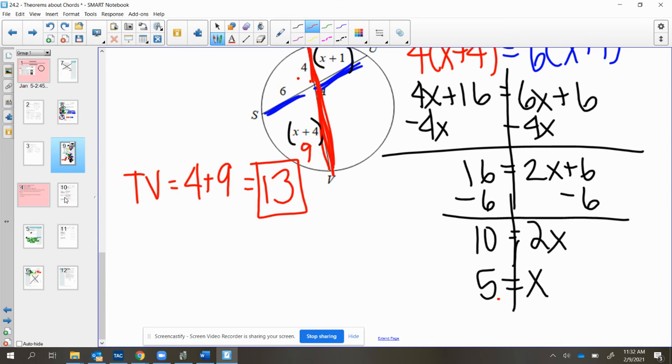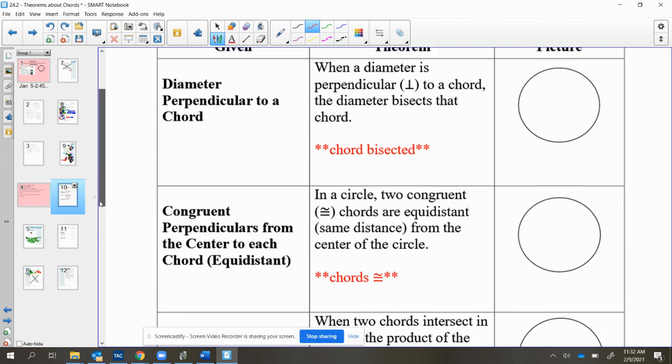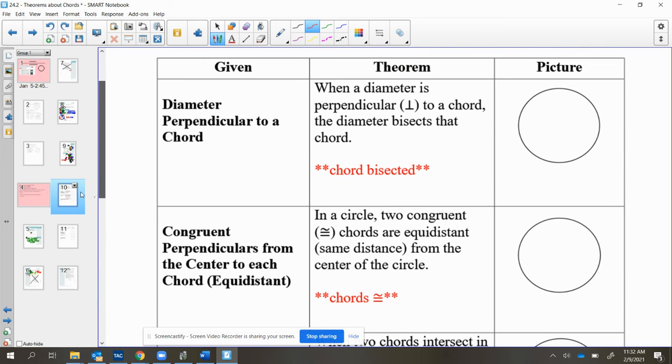So to finish up today, okay, we have, again, 4 different chords, and this is, again, on the graphic organizer that you started yesterday. These are the last 2 slides, 3 and 4. And we want a couple examples to draw in. Okay, the first is when a diameter is perpendicular to a chord, it bisects the chord. So if you draw yourself a diameter and you draw yourself a chord, and we know they're perpendicular, we also know that this chord is cut into 2 equal pieces.